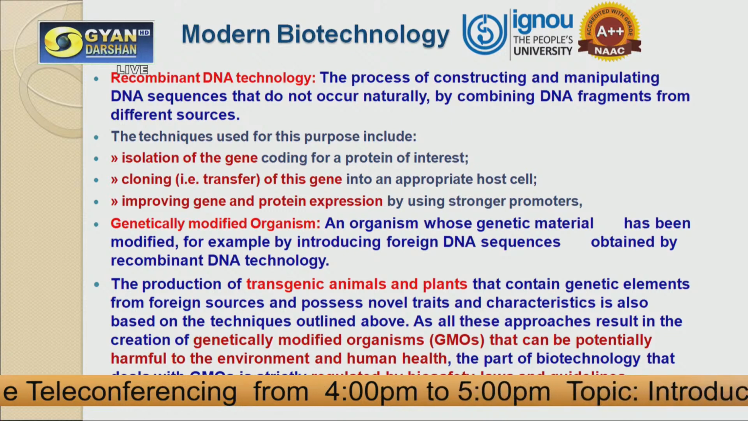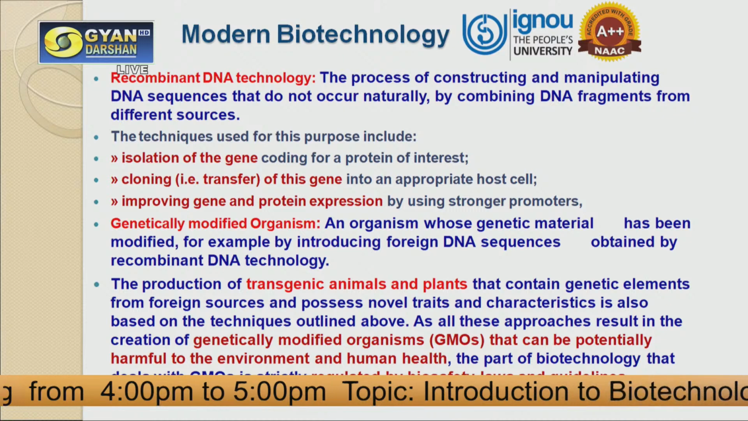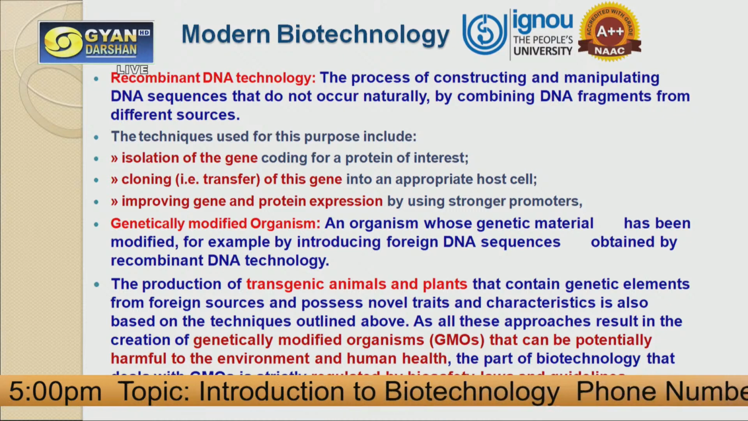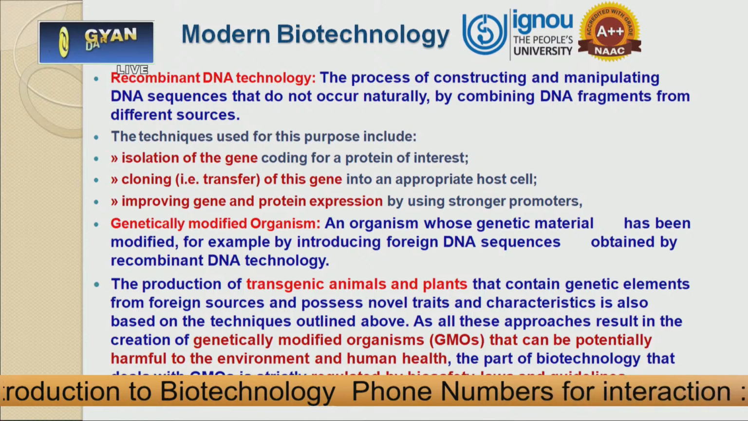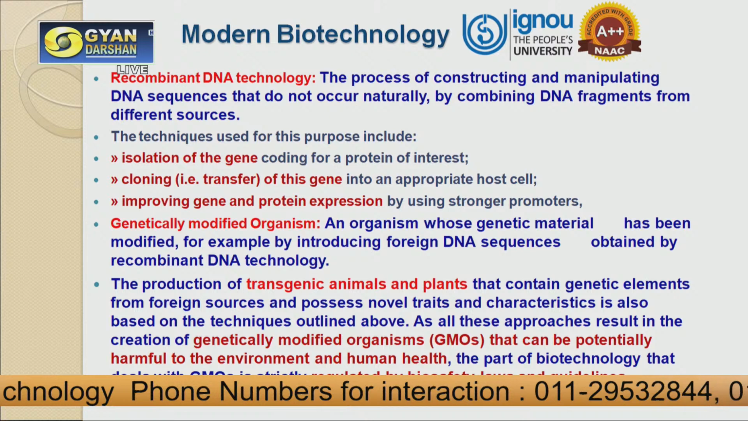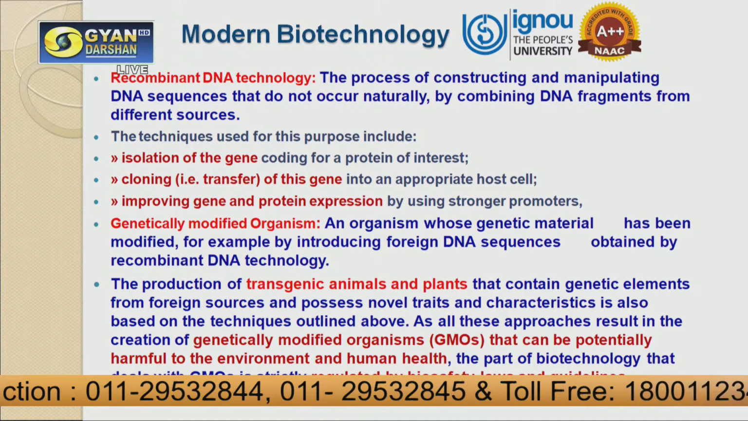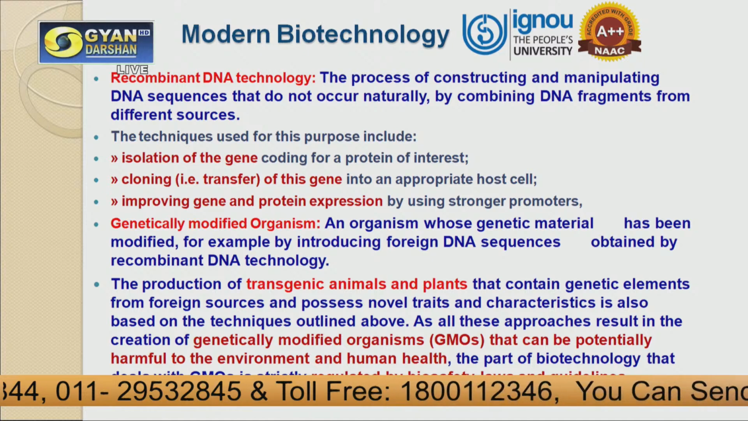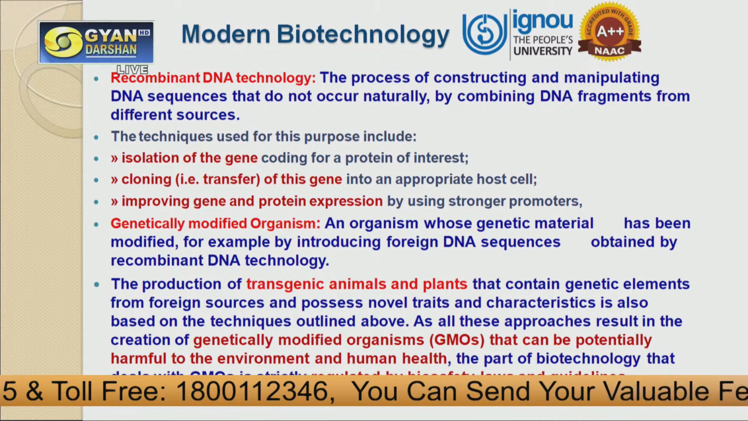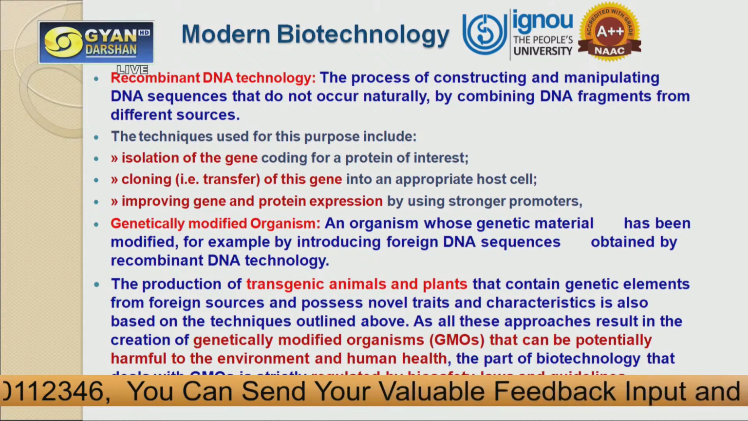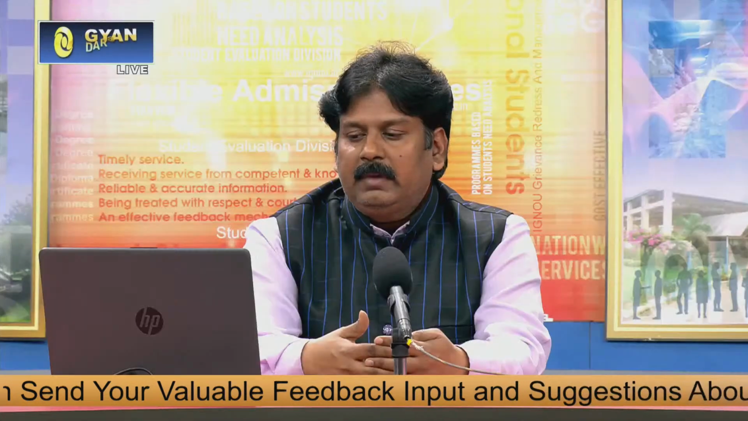of genetically modified organisms. So the question is, what are GMO or genetically modified organisms? These are organisms whose genetic material has been modified, for example by introducing foreign DNA sequences obtained by recombinant DNA technology, and hence the production of transgenic animals and plants was only possible because of recombinant DNA technology. So in short, I can say that any organism which has a foreign gene is called a genetically modified organism.